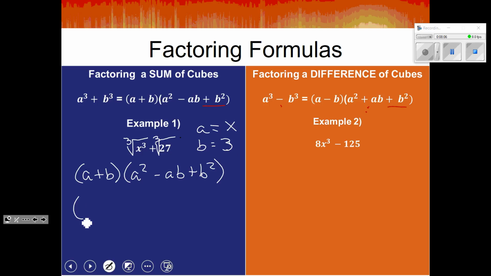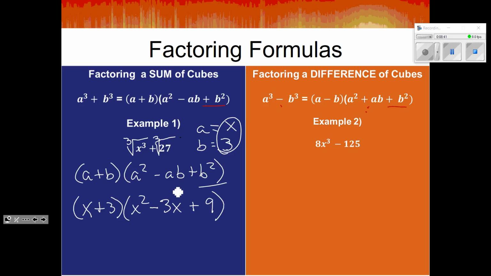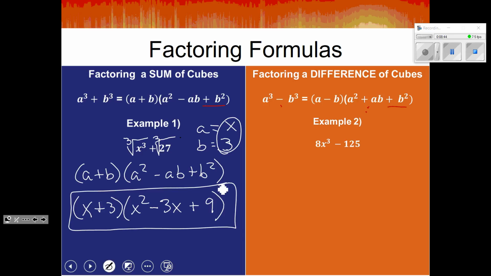So let's do it. I have an A first, so what will I plug in? X, and then I have a B, plus 3. Then I'm going to square the A, so what will I have? X squared minus AB, so minus, what's x times 3? So minus 3x, and then I'm going to square my B, which is 3 squared, which is 9. Okay? And there's your answer. 3 steps.